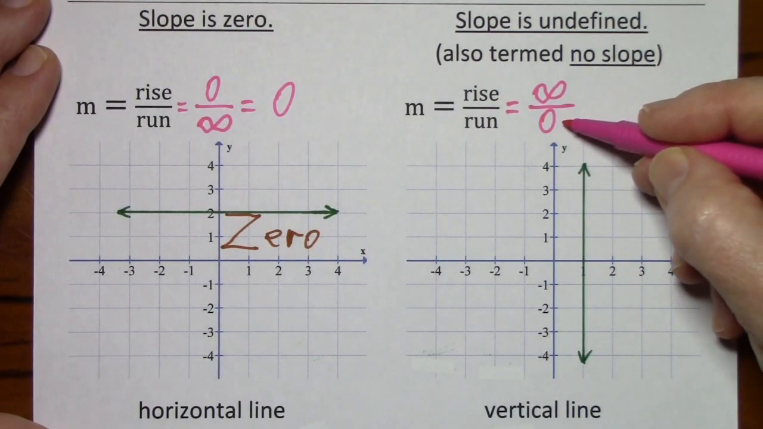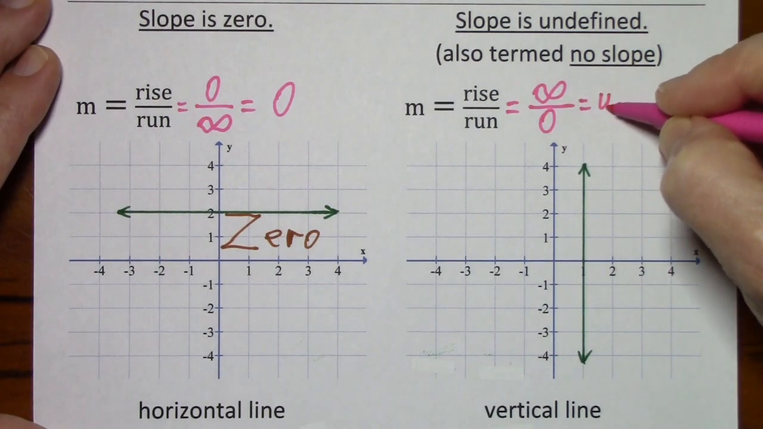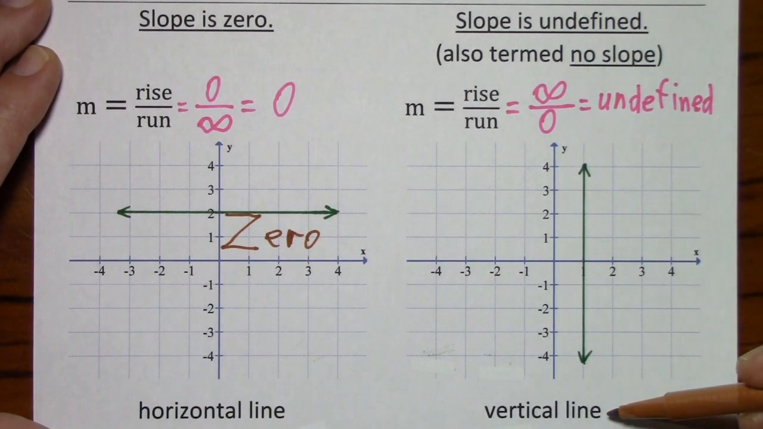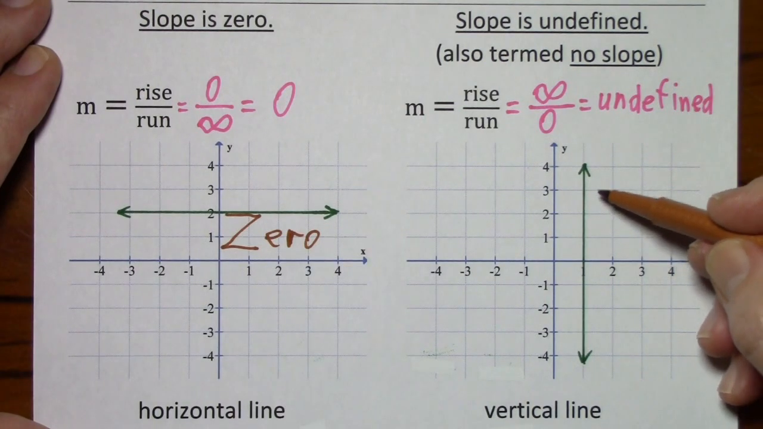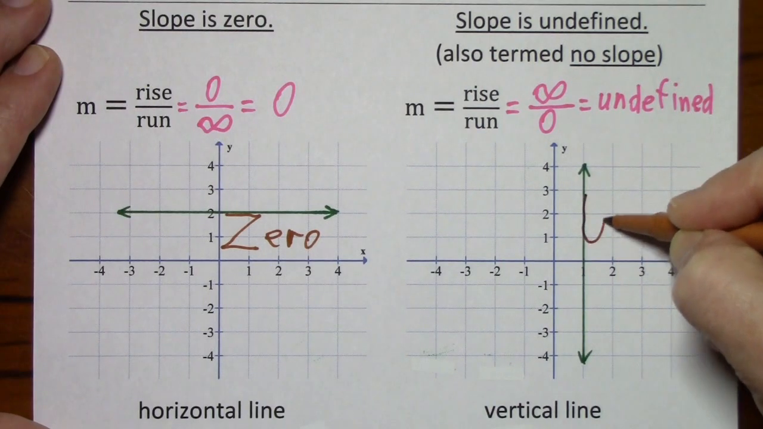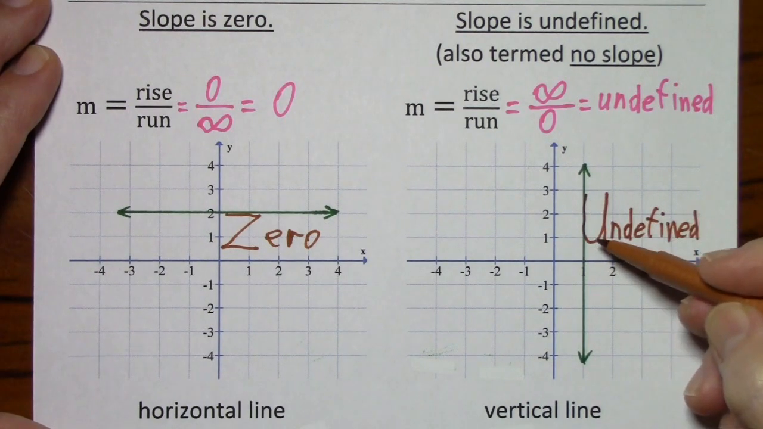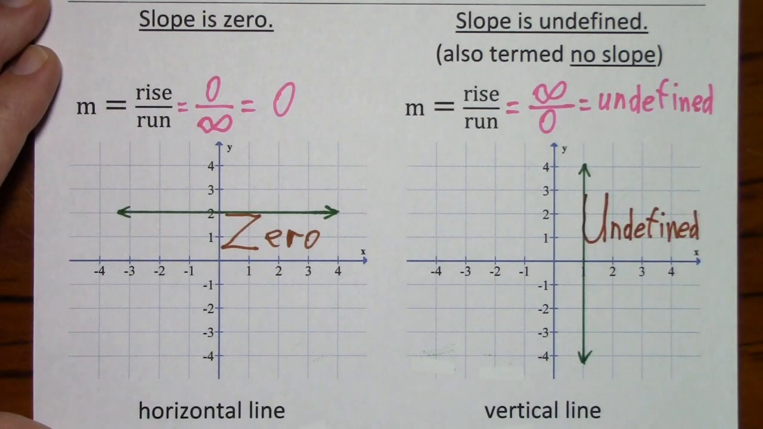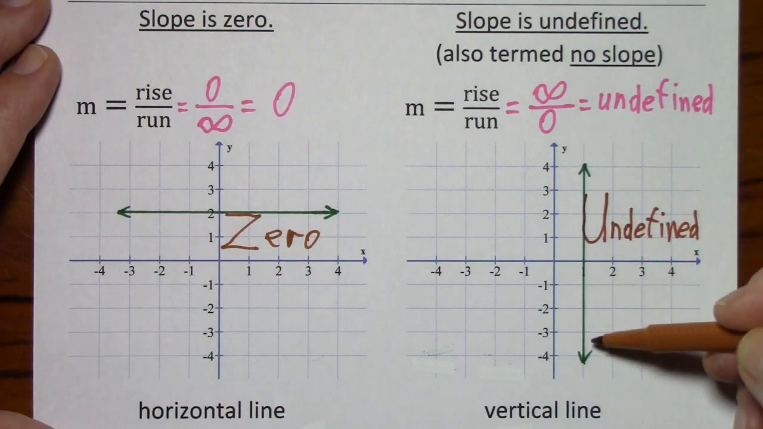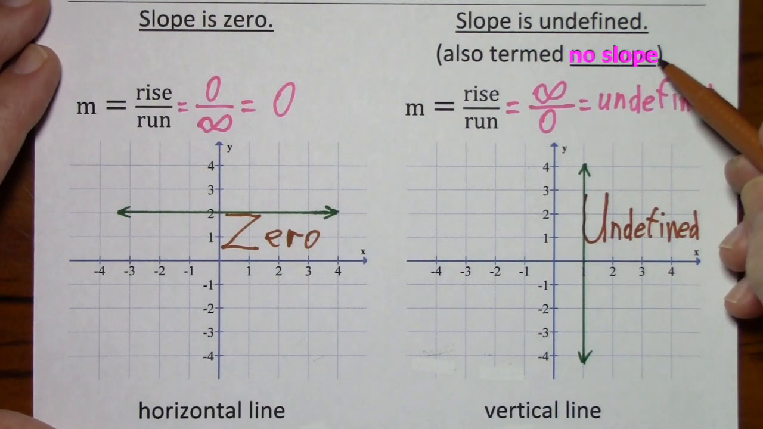In math, we cannot have 0 in the denominator, so this slope is undefined. It is a vertical line. A convenient way to remember that a vertical line is an undefined slope is the word undefined sits against it very nicely. So again, 0 slope is horizontal. Undefined slope is vertical. Sometimes they'll say there's no slope.